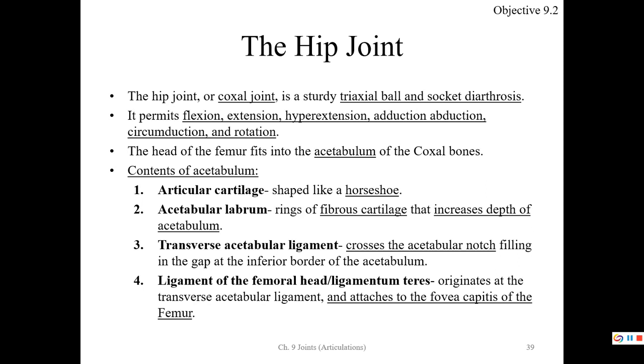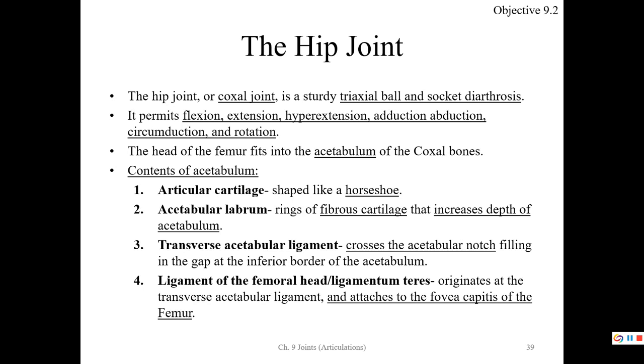The hip joint, sometimes called the coxal joint. I like to say when you're young, you go to new hip joints, and when you're old, you need new hip joints. Okay, it's a triaxial ball and socket diarthrosis. Okay, flexion, extension, hyperextension, adduction, abduction, circumduction, rotation, all can happen here.